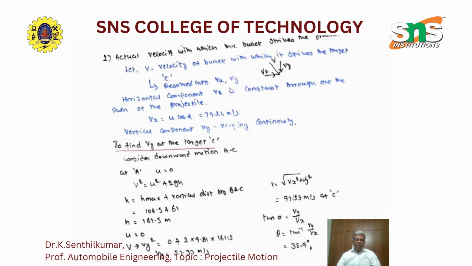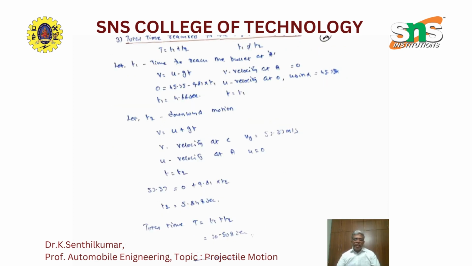57.37 meters per second. Now we can estimate the resultant velocity, that is equal to root of Vx squared plus Vy squared. That value is 97.83 meters per second at C. And also the inclination theta is equal to tan inverse of Vy divided by Vx. That value is equal to 35.9 degrees.